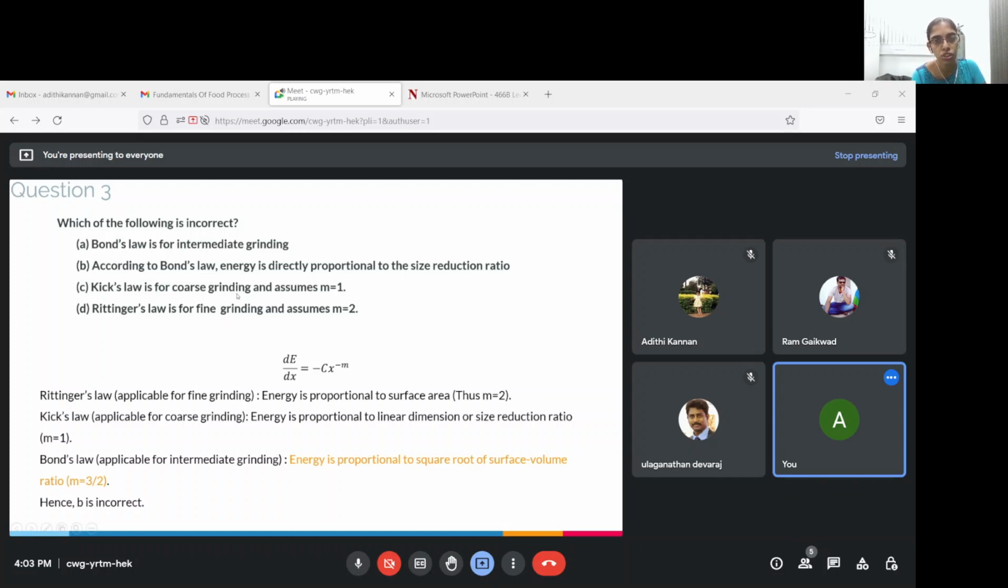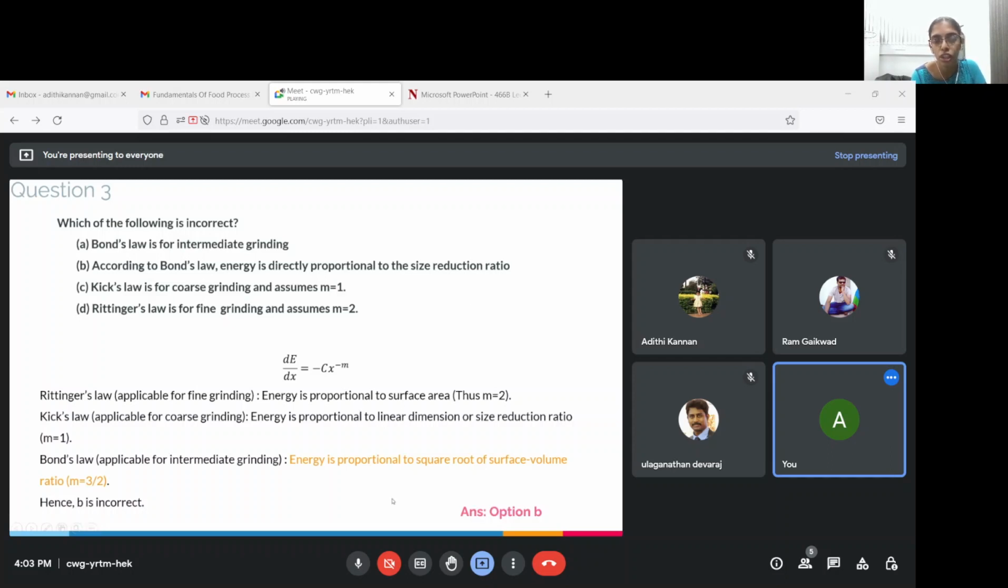Hick's law is used for coarse grinding and assumes m is equal to 1, that is, for linear dimension. Rittinger's law is for fine grinding and assumes energy is proportional to the surface area. But in Bond's law, energy is directly proportional to the square root of the surface volume ratio and not the size reduction ratio. So B is incorrect. The answer to this question is option B.